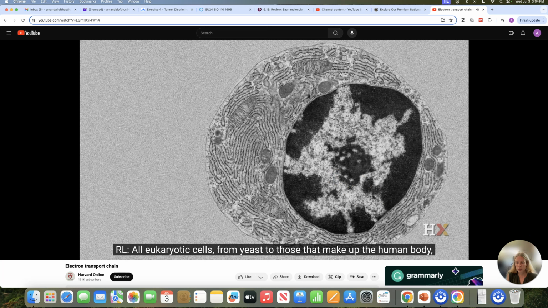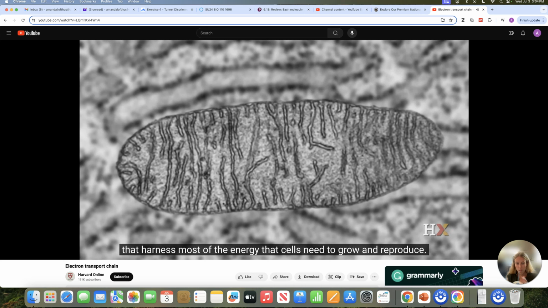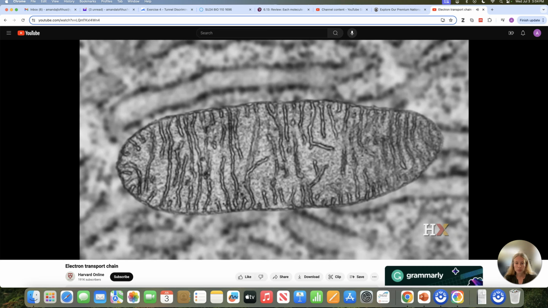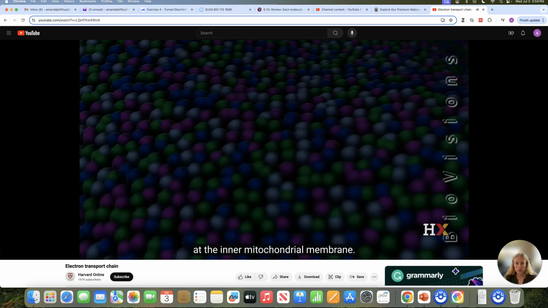All eukaryotic cells, from yeast to those that make up the human body, contain membrane-bound organelles with specialized functions. Mitochondria are double-membraned organelles that harness most of the energy that cells need to grow and reproduce. Nearly all of this energy comes from reactions that take place at the inner mitochondrial membrane.